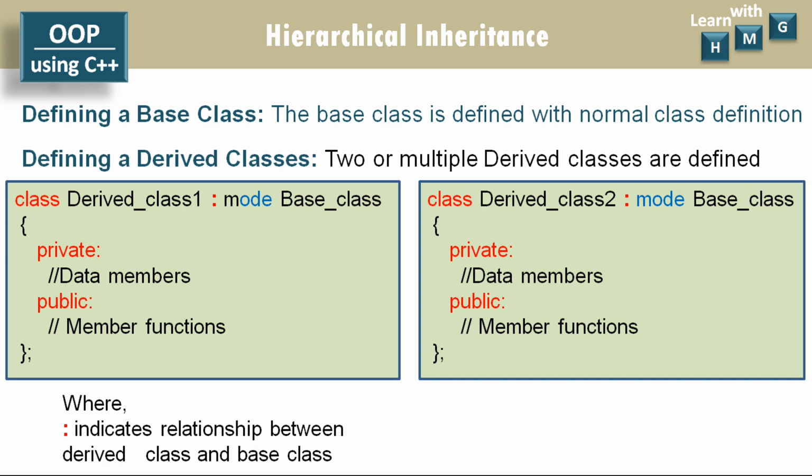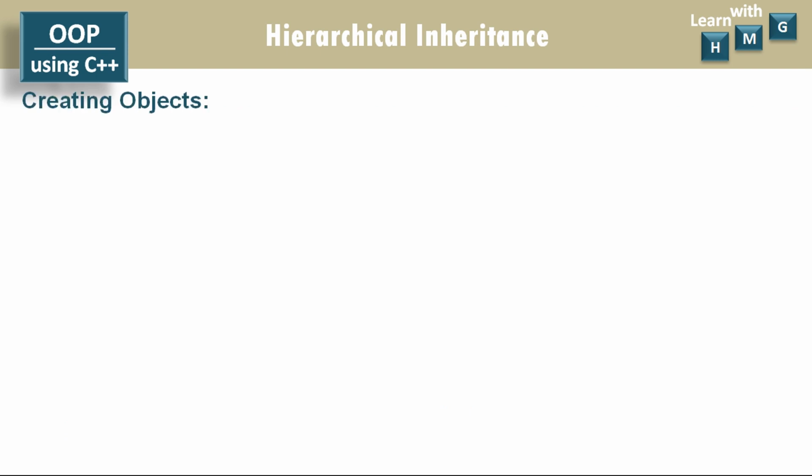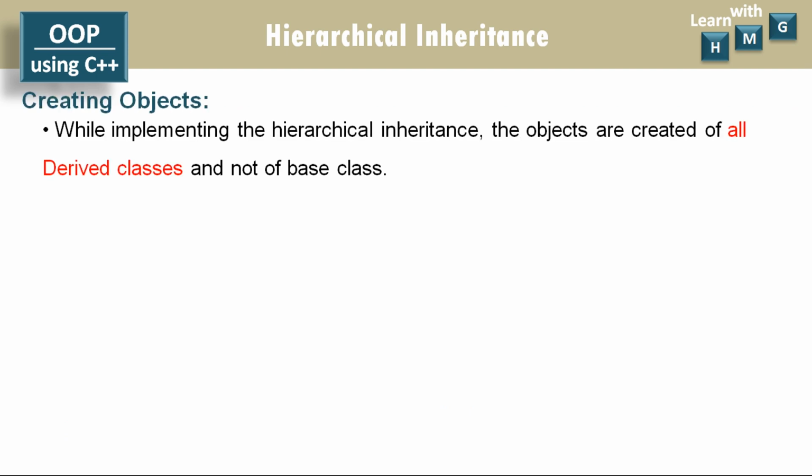So here the colon indicates the relationship between the derived class and the base class, and the mode may be private, public, or protected. Usually it is public. The objects are created of derived classes and not of the base class. In any type of inheritance, the objects are always created of the derived class and not of the base class. It may be single inheritance, multiple, multi-level, hierarchical, or hybrid.